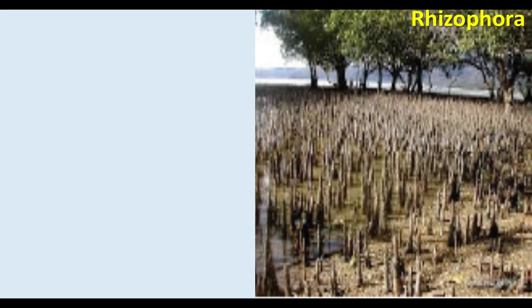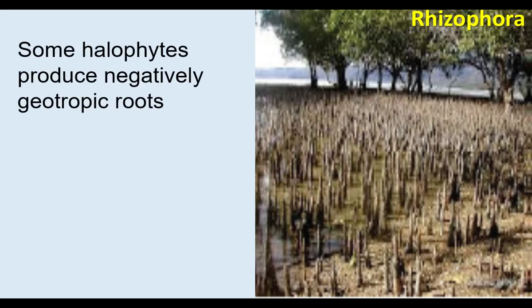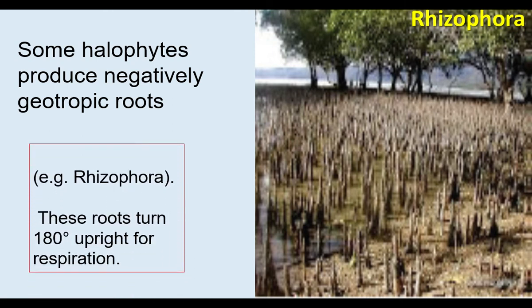Rhizophora is a plant that shows negative tropism. The roots show negative geotropism. Some halophytes produce negatively geotropic roots. Halophytes are plants that grow in high salt areas. In order to respire, the roots grow out of the soil. They are called breathing roots. Example, Rhizophora. These roots turn 180 degrees upright for respiration. These roots come out of the soil. They grow away from the gravity. So they are negatively geotropic roots.